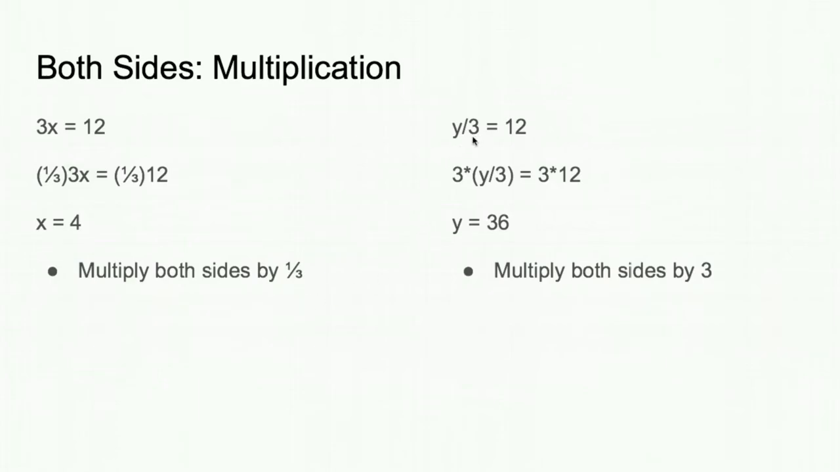In this second example, we have the equation y divided by 3 equals 12. In order to achieve our goal of isolating this variable y, I'm going to multiply both sides by 3. So I'm going to have 3 times y over 3 equals 3 times 12. On the left-hand side, I have 3 times 1 over 3 on the denominator here leaves me with 1, so I'm left with y. And on the right-hand side, we have 3 times 12, which gives us 36. So the operation we performed here was multiply both sides by 3.